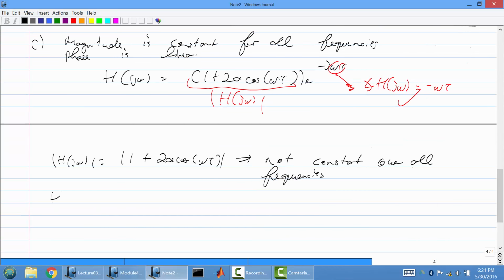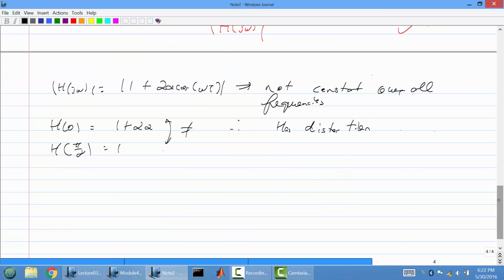Because if I substituted h of 0, what am I going to get? I'm going to get 1 plus 2 alpha. If I substituted pi over 2, I'm going to get 1. So these are not equal to each other, but it should be constant over all frequencies. Therefore, this has distortion. Practically, you would only consider something to be distortionless within a range of frequencies, but in this case, the question asks you for the ideal case. You want to check all frequencies to see if it's constant. In this case, it's not, so this has distortion. All right? Make sense?